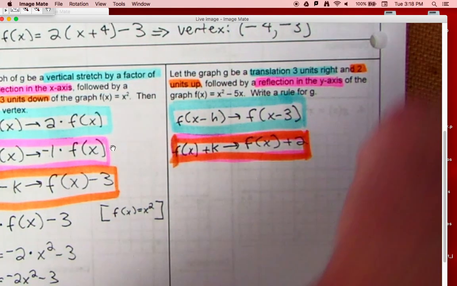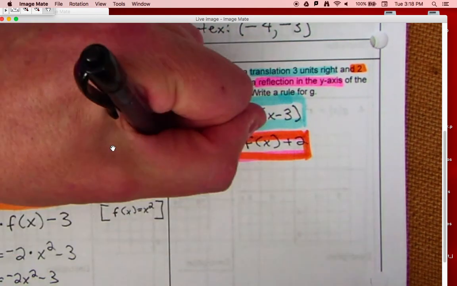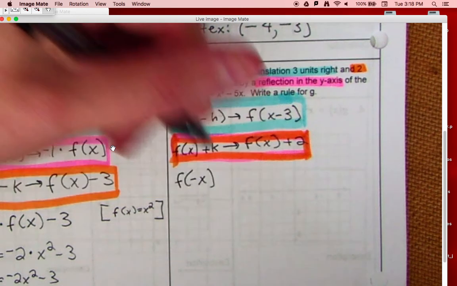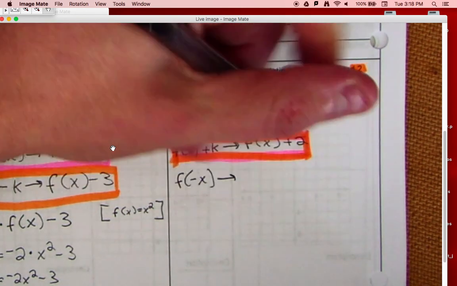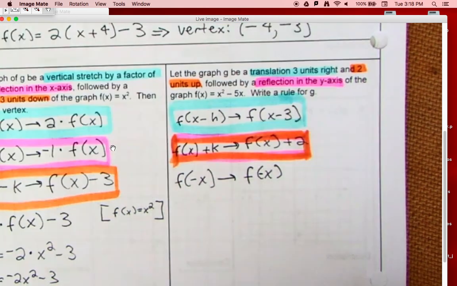All right, and lastly, reflection in the y-axis. So reflection in the y-axis, if you remember, is we put in a negative x in place of x. And there's nothing special for that one.